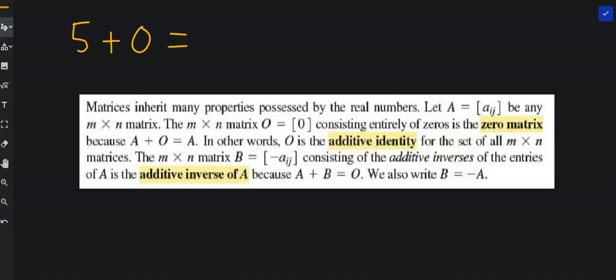What happens when you take 5 and you add 0 to it? You get 5. What happened to the 5? Nothing. Right? This number right here has a special property. It's called the additive inverse. Or I should say additive identity.